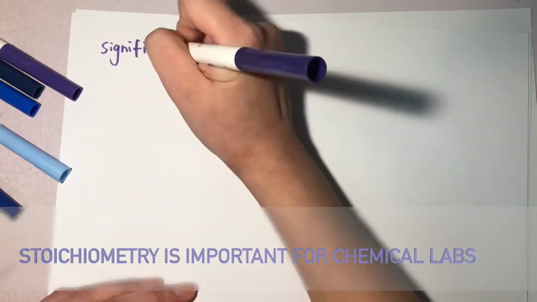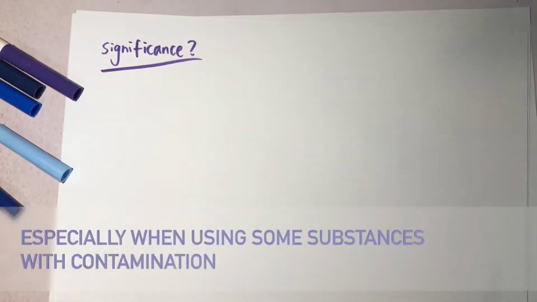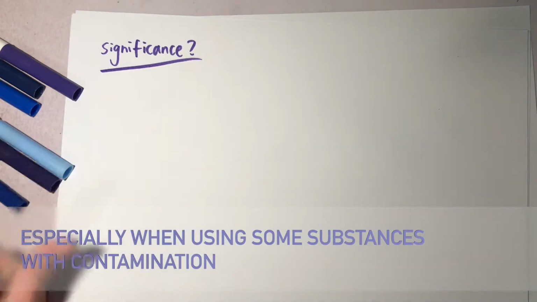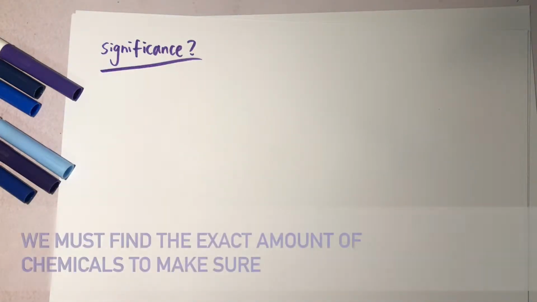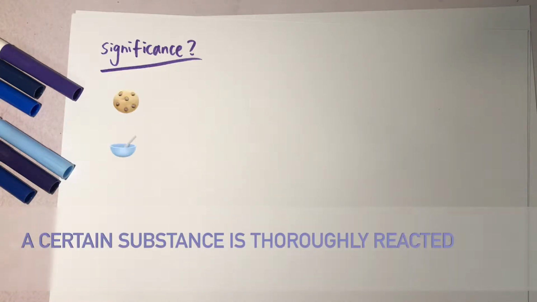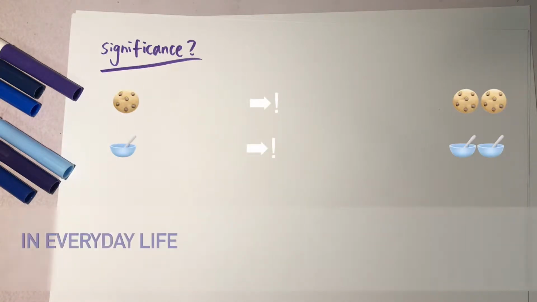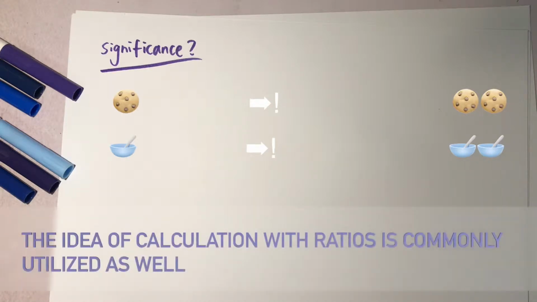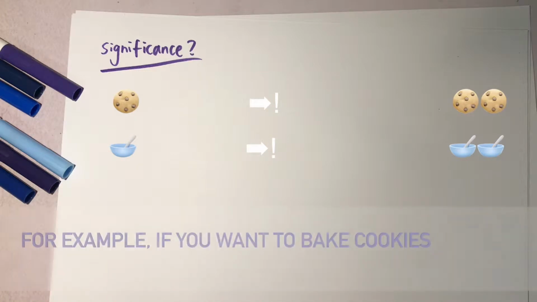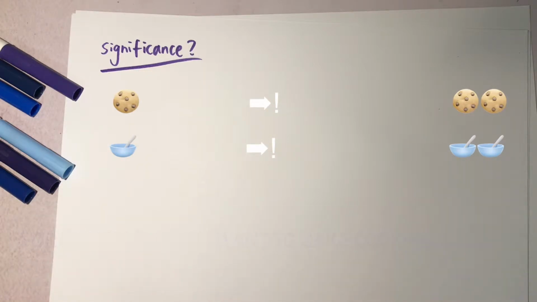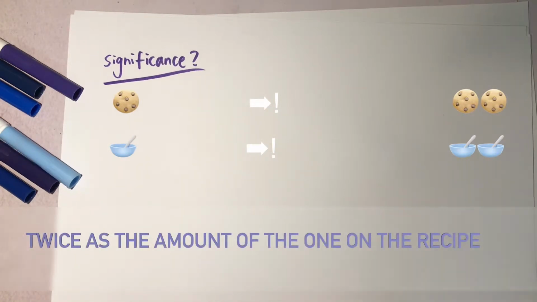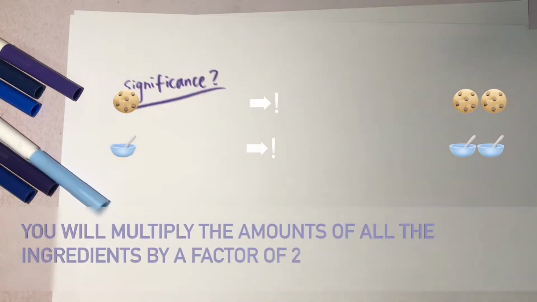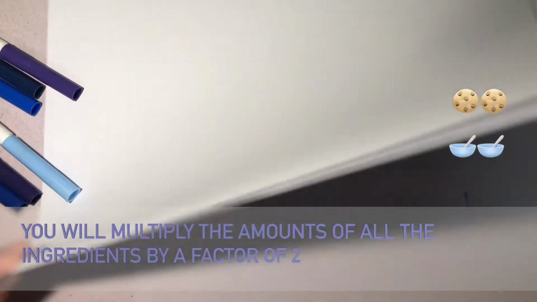Stoichiometry is important for chemical labs, especially when using some substances with contamination. We must find the exact amount of chemicals to make sure a certain substance is thoroughly reacted. In everyday life, the idea of calculation with ratios is commonly utilized as well. For example, if you want to bake cookies twice as the amount of the one on the recipe, you will multiply the amounts of all the ingredients by a factor of 2.